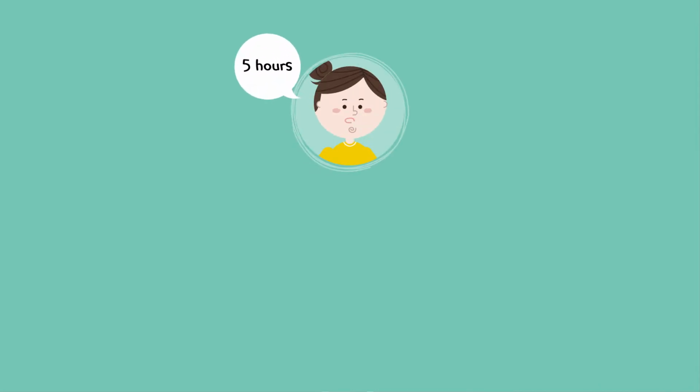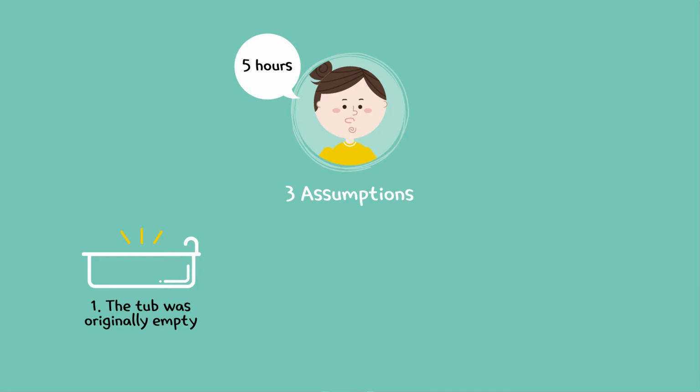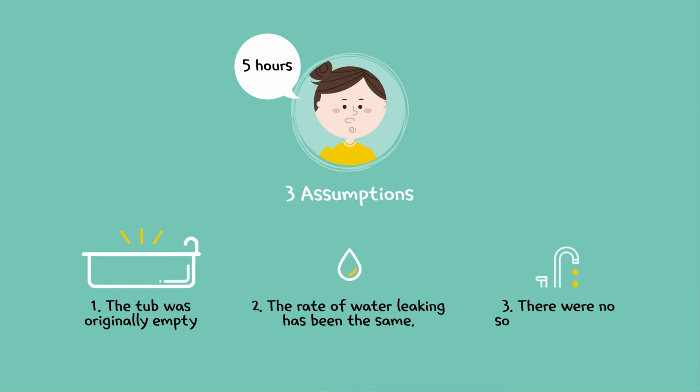What happened in this example? When you came up with your first answer, you assumed 3 things without even realizing. First, the tub was originally empty. Second, the rate of water leaking has been the same. Third, there were no sources other than the water faucet that added or removed water from the tub.